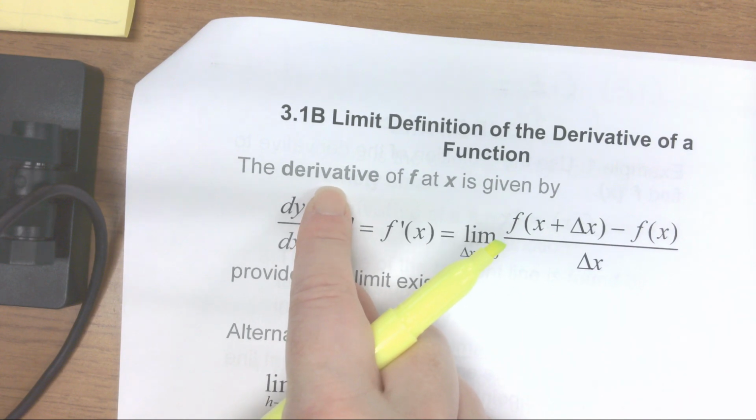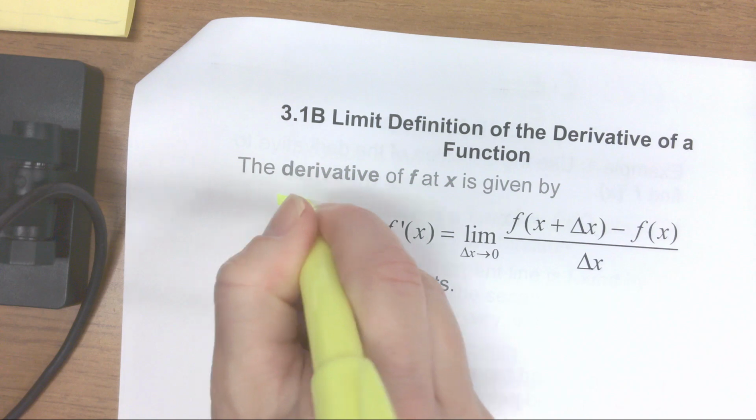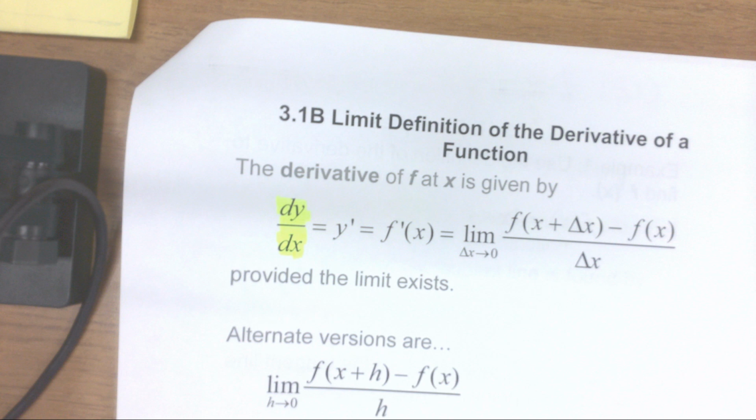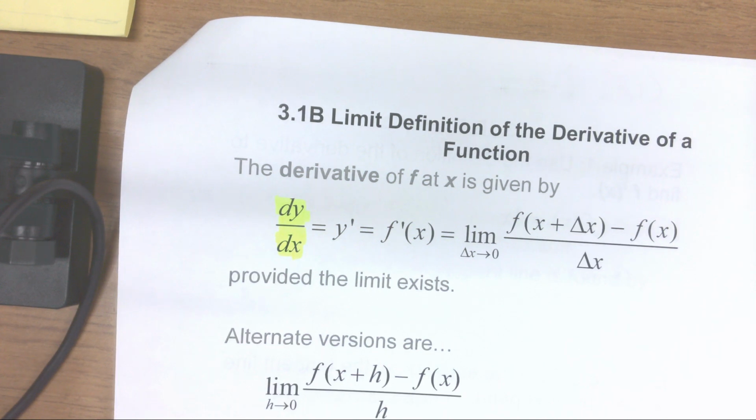So, one of the ways you might see it is this notation dy dx, okay? And all this stands for is, if I asked you, like in Algebra 1, how would you find the slope, what would you tell me? Rise over run, or the change in the y's over the change in the x's.